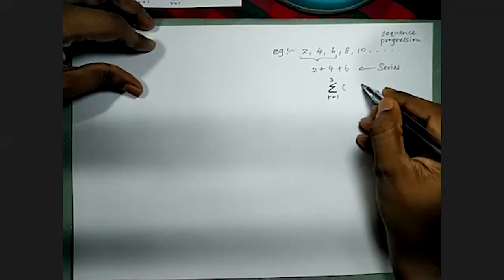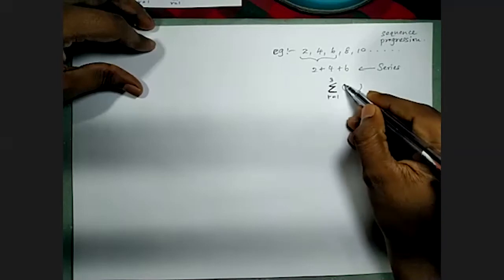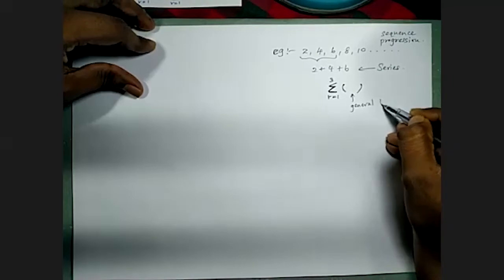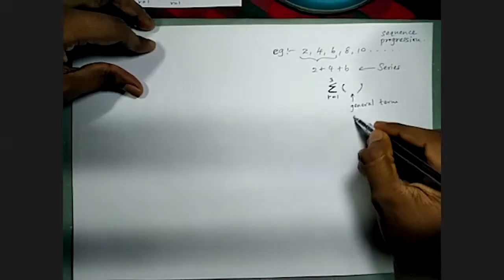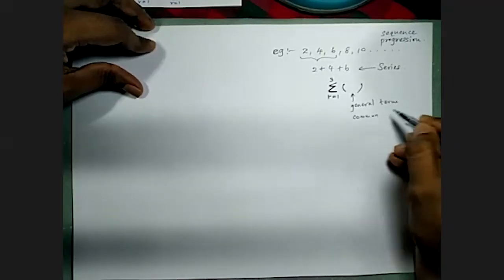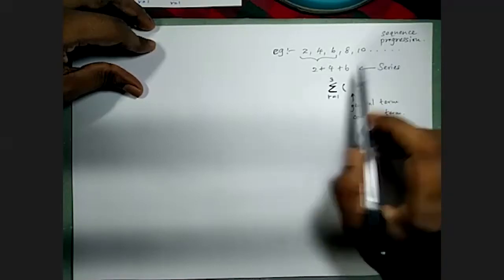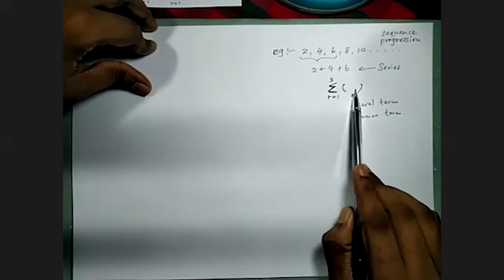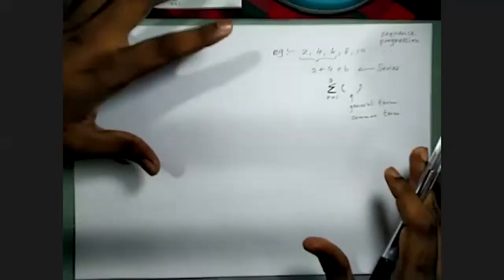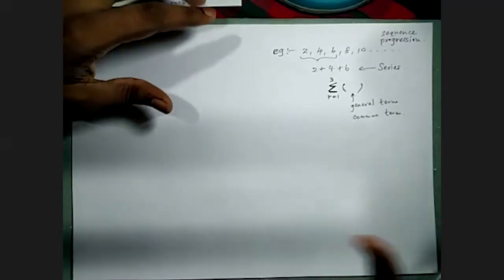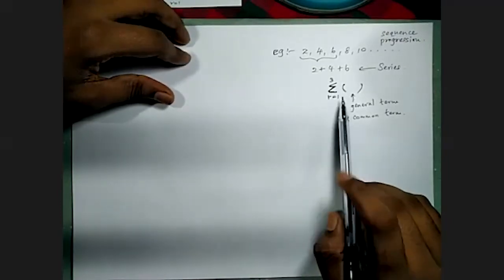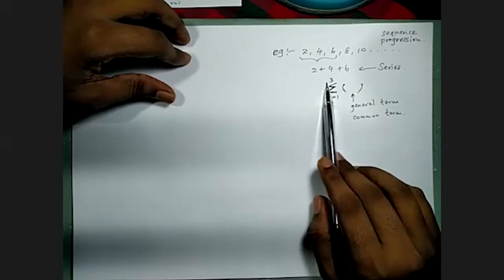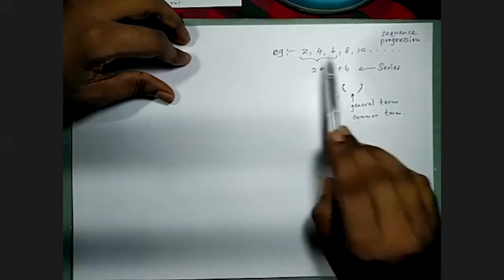Then we have to write the general term, or common term, of the progression that we have selected after this notation. So this is the introduction part. Sigma notation is there. Then we have to write the starting term, the finishing term, and the general term of the progression.